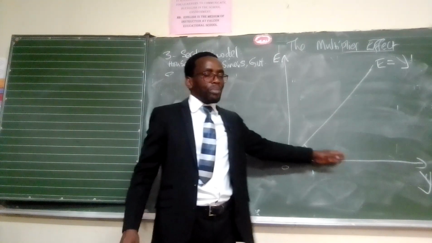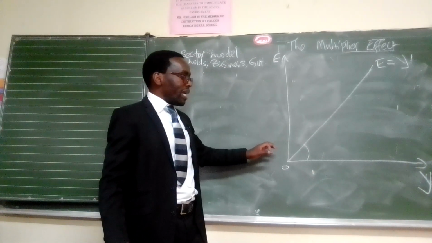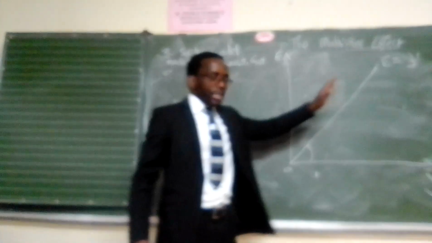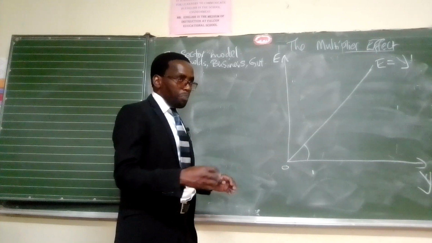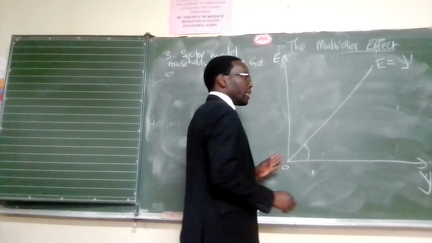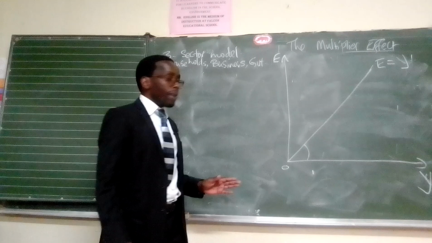So every amount of money that is received as income is going to be spent. What that means now is there is going to be a 45-degree line indicating an equal change on both the income as well as the spending, indicating that there is no savings, there are no leakages, there is no marginal rate of taxation that we have there.